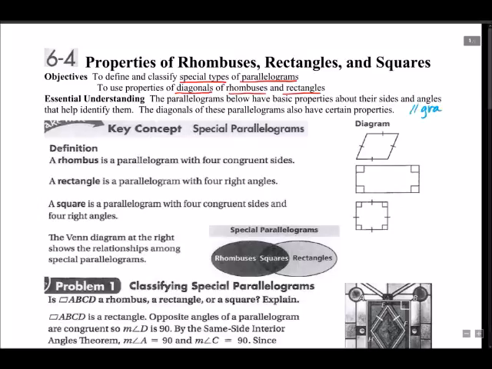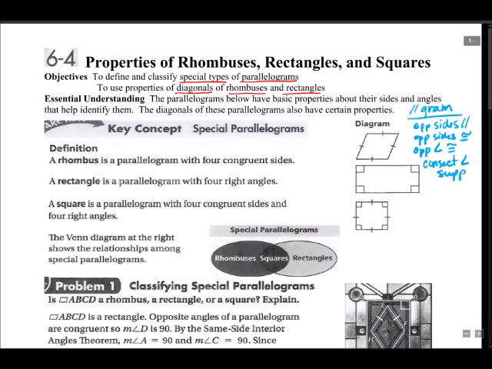Now, one of the first things we should probably note here is, let's remember, what's the definition, or what are our properties of parallelograms? What's a parallelogram got? A parallelogram has opposite sides that are parallel. That's our definition, right? Both pairs of opposite sides are parallel. Both pairs of opposite sides are congruent. Opposite angles are congruent, both pairs. And all pairs of consecutive angles are supplementary.